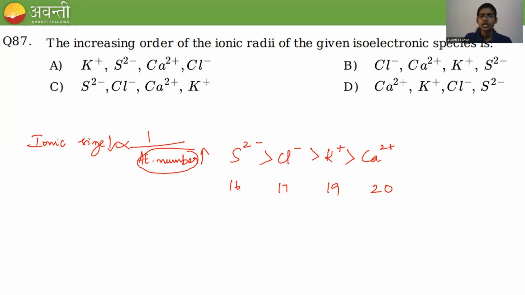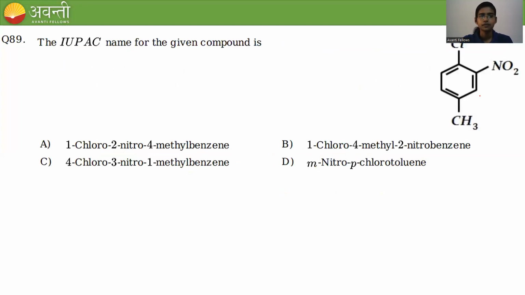Okay, so what is the answer for this question? They are asking the increasing order, right? Increasing order means smaller size to bigger size. That is calcium, potassium, Cl minus, and S2 minus, sulfide ion. So it is given in option D. So this is the increasing order of size of the 4 given species. Okay. Now let's move on to the next question. The IUPAC name of the given compound is.